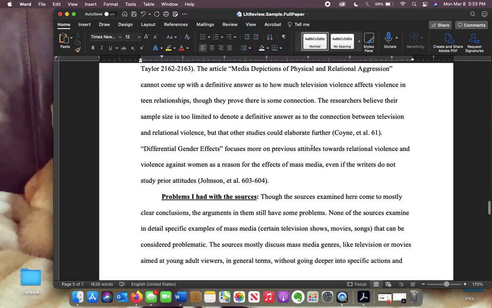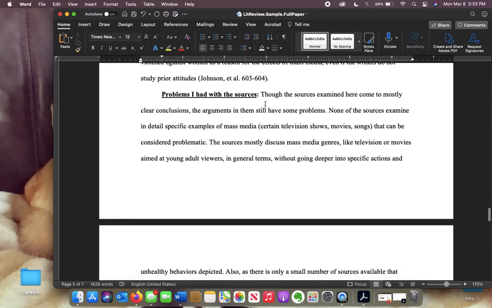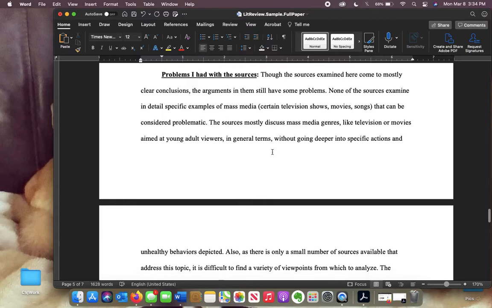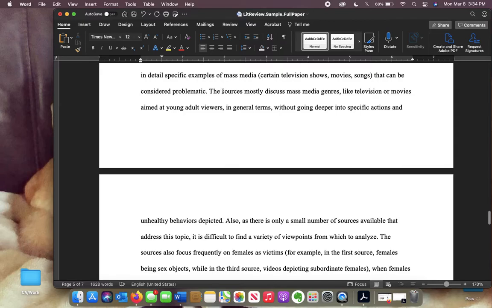So I give an example from each one of the three sources that supports what I'm trying to say in this article. And then I go on, I say something about some problems that I had because I didn't really find a whole lot of good sources, and none of the sources did specific examples. Like they didn't look at one particular movie and look at all the parts of it that were bad, or one particular TV show, or one particular song, or anything like that. So I just talk about that there's not good sources.